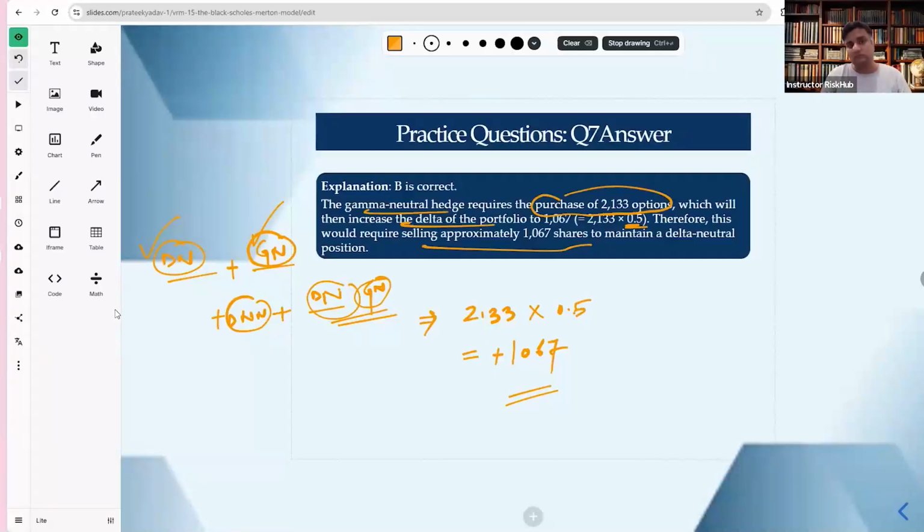First, you make it delta neutral. Then you make it gamma neutral. When you make it gamma neutral, please understand delta will change. Delta will become not neutral. So go back and change delta again to neutral.